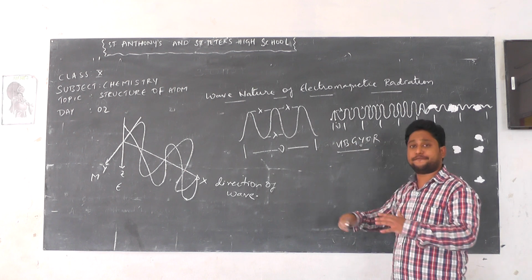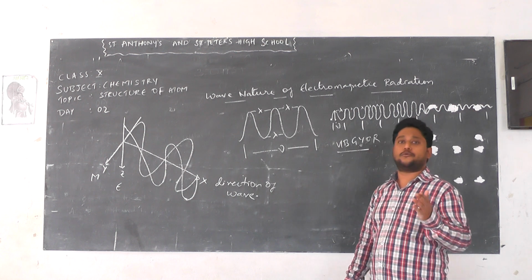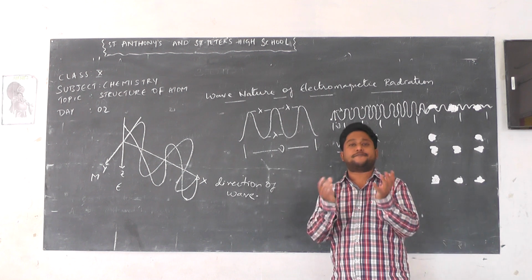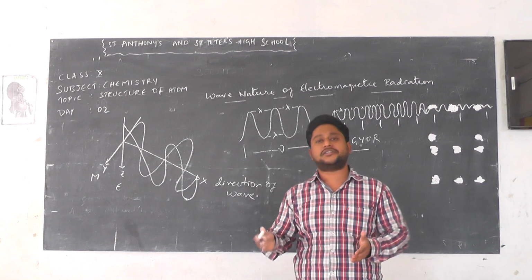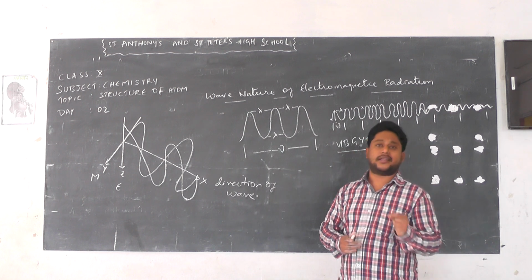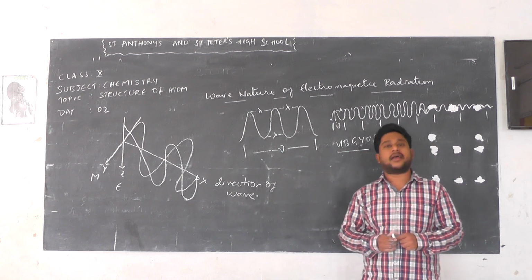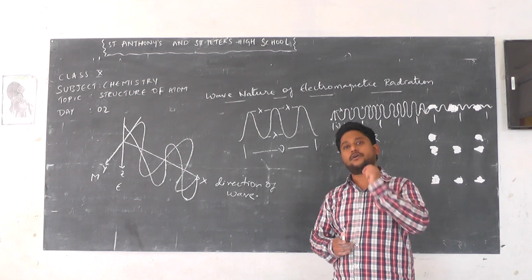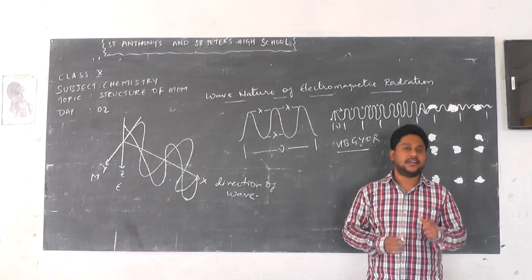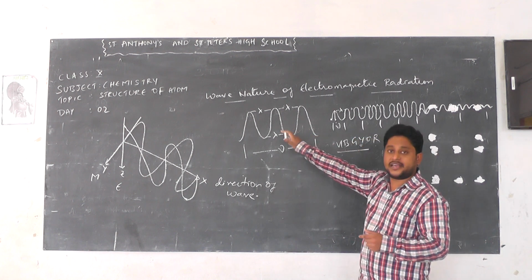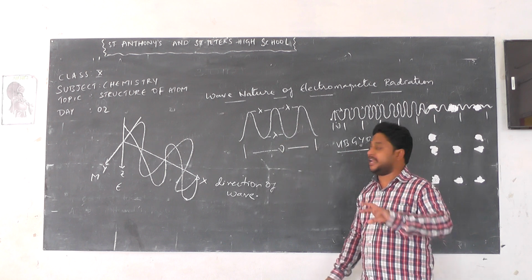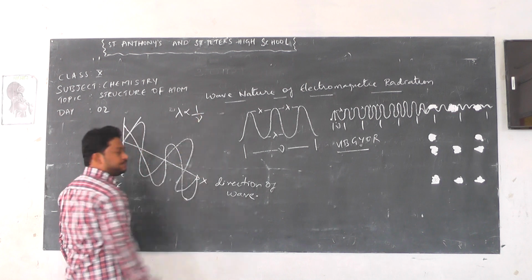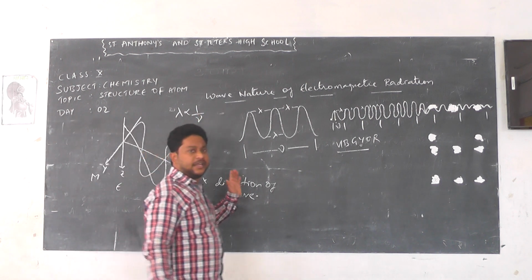A group of waves with different wavelengths are called what? Electromagnetic spectrum. What is the electromagnetic spectrum? A group of waves which differ either in wavelength or frequency are called electromagnetic waves. And this electromagnetic wave travels through vacuum with the same speed, irrespective of the wavelength. Earlier we discussed that wavelength and frequency are inversely proportional to each other.